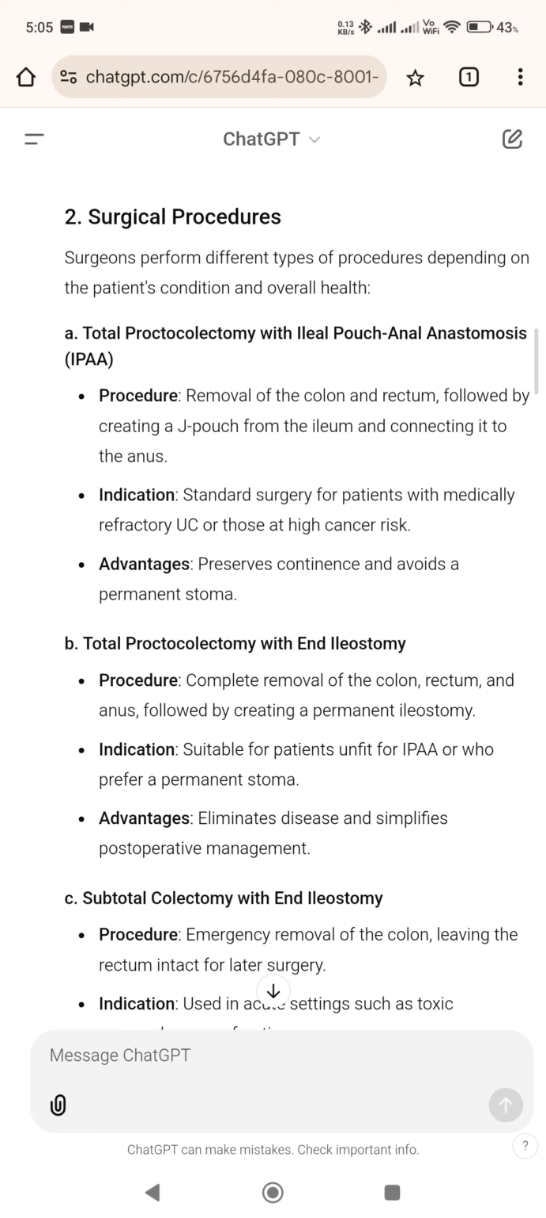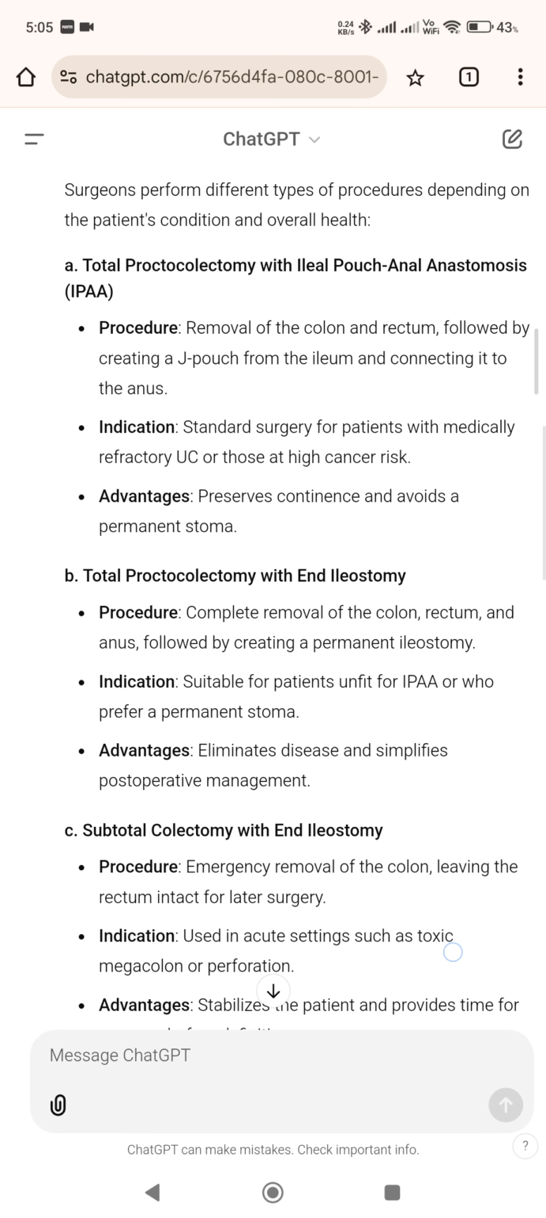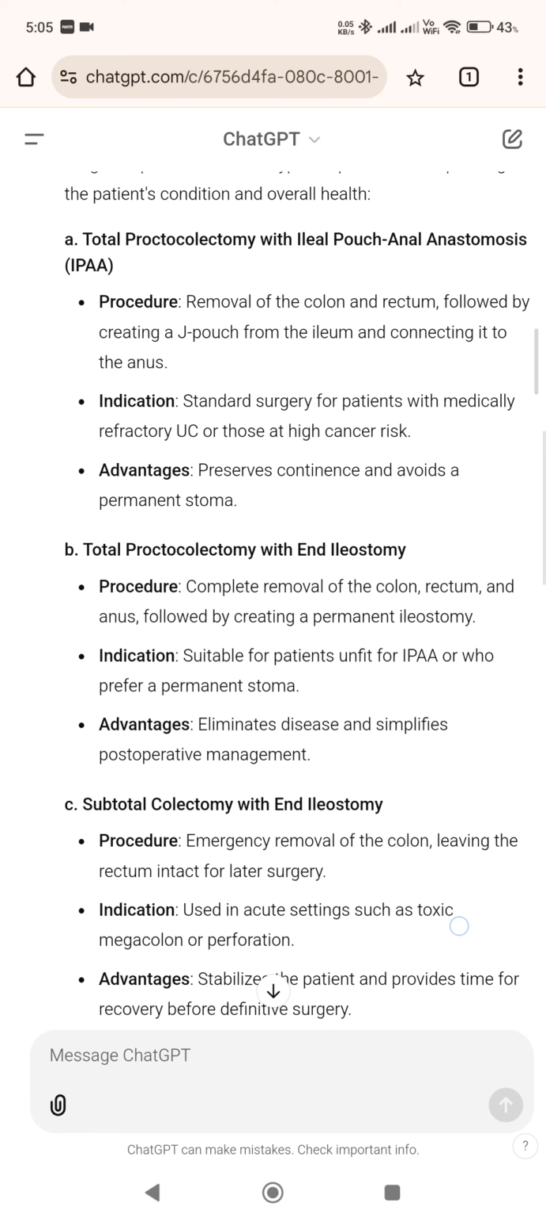C. Subtotal colectomy with end ileostomy. Procedure: emergency removal of the colon, leaving the rectum intact for later surgery. Indication: used in acute settings such as toxic megacolon or perforation. Advantages: stabilizes the patient and provides time for recovery before definitive surgery.